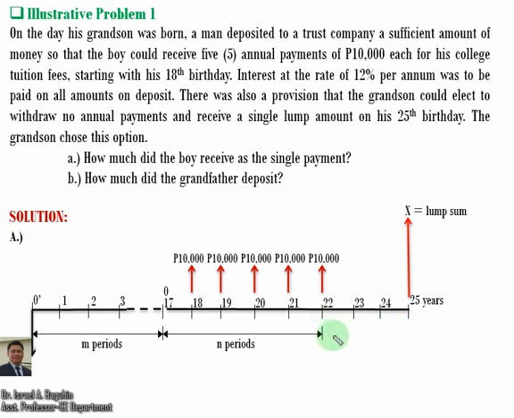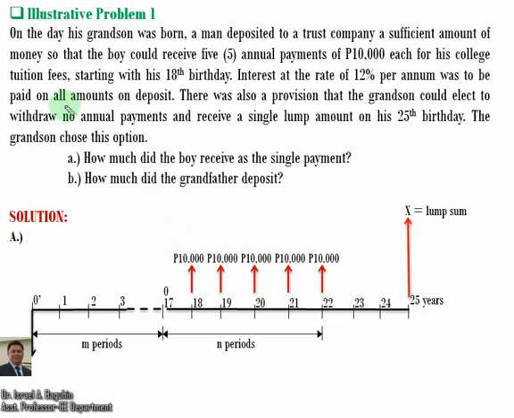Actually, we can assign this one. If this is M periods and N periods, we can assign this one as the O periods. So we can put O periods in this span of time, so that we can use the formula in calculating this X, the value of our lump sum or single payment amount during the 25th year of this grandson.